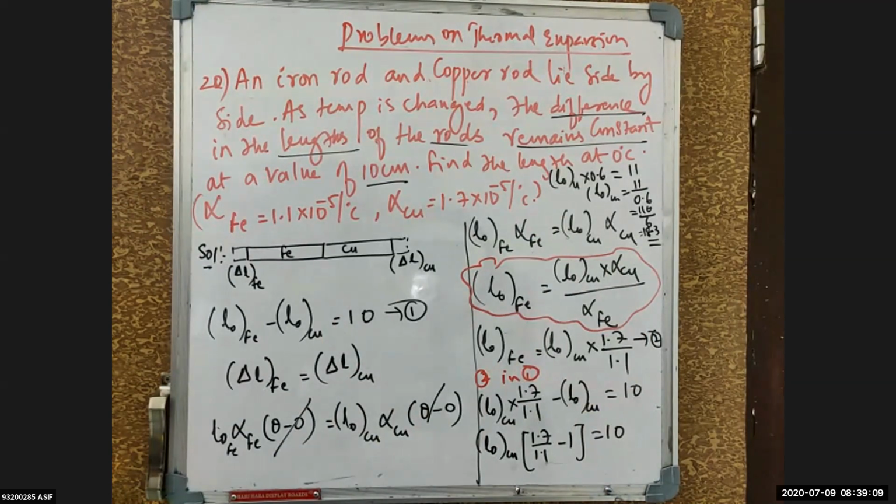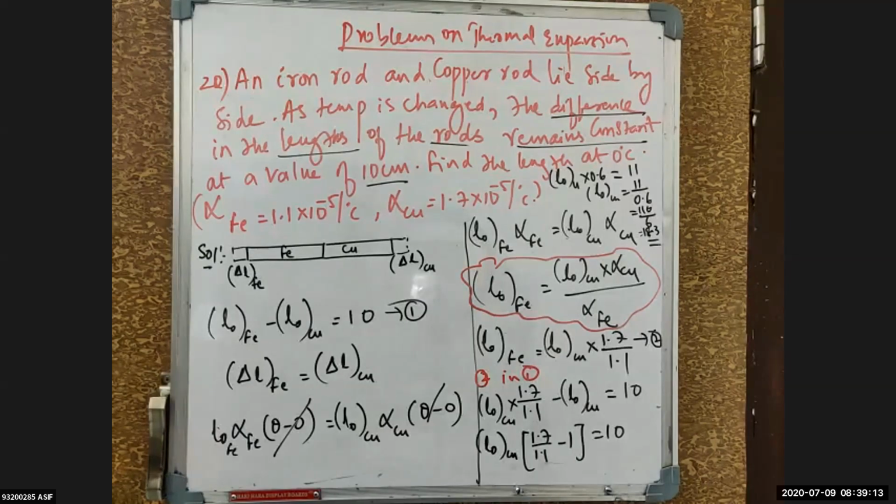Is it clear for everyone? Yes, sir. So the length of copper is 18.3 centimeters. Then what will be the length of iron? Can anyone tell me? What will be the length of iron?